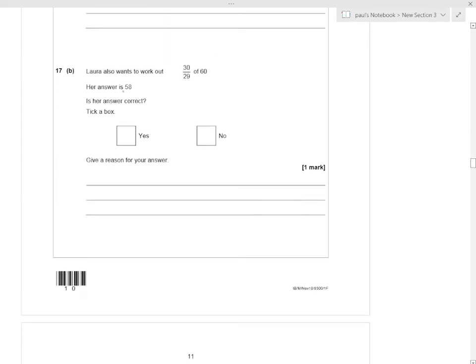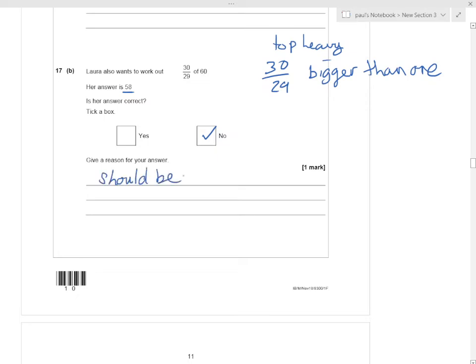Right, now Laura wants to work out 30/29 of 60. Her answer is 58. Is she correct? Well, no, she's not correct, because 30/29 is top heavy and means it's bigger than 1. And if you're multiplying 60 by something bigger than 1, it should be more than 60, as 30/29 is bigger than 1.